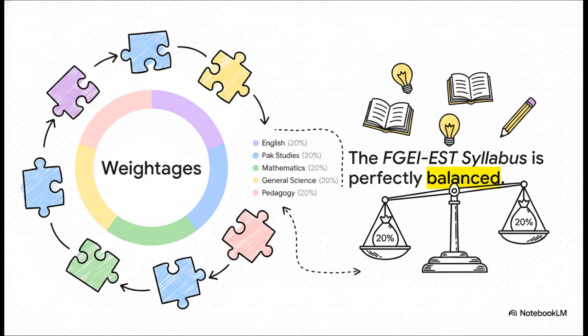The beauty of this exam structure is that it's a perfectly balanced puzzle. It's divided into exactly 5 20% chunks, which should instantly calm your nerves. There's no single monster subject that is going to make or break you here. You've got English, Pakistan studies, mathematics, general science, and professional pedagogy, and they all carry the exact same weight. What does that mean for you? It means your study plan needs to be equally balanced. You can't just cram math and totally ignore pedagogy. You need a systematic approach to master all 5 pieces of the pie.